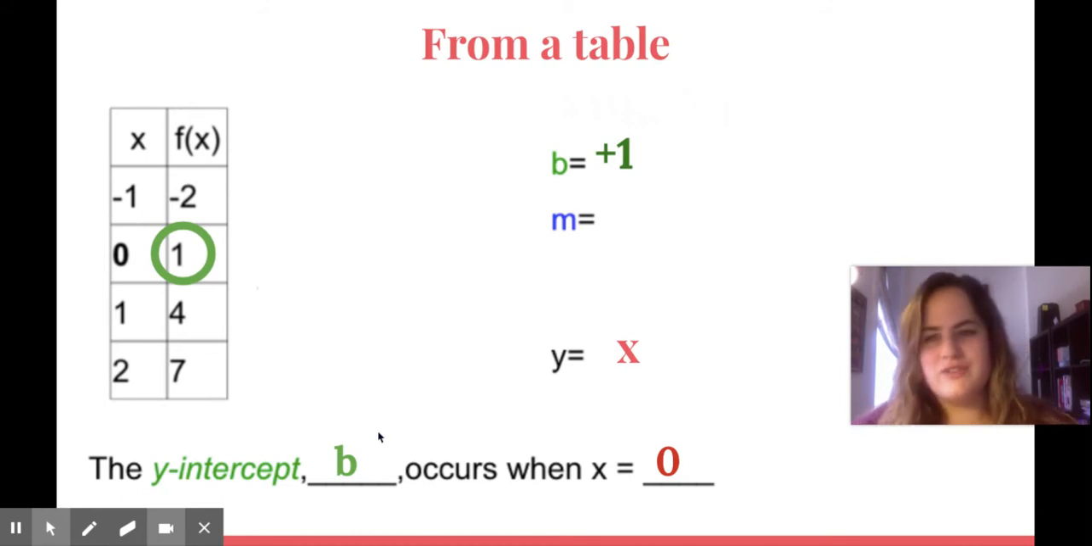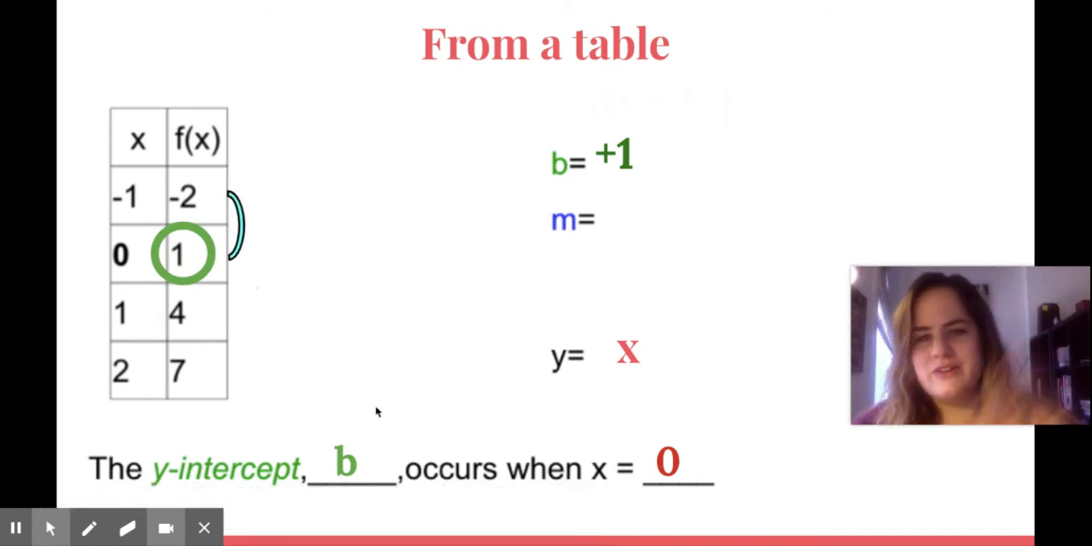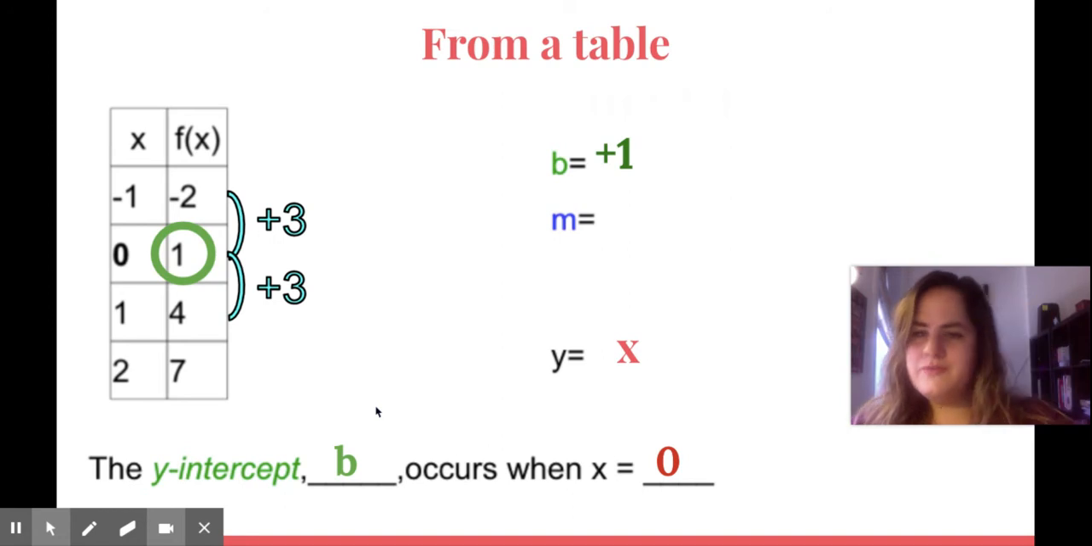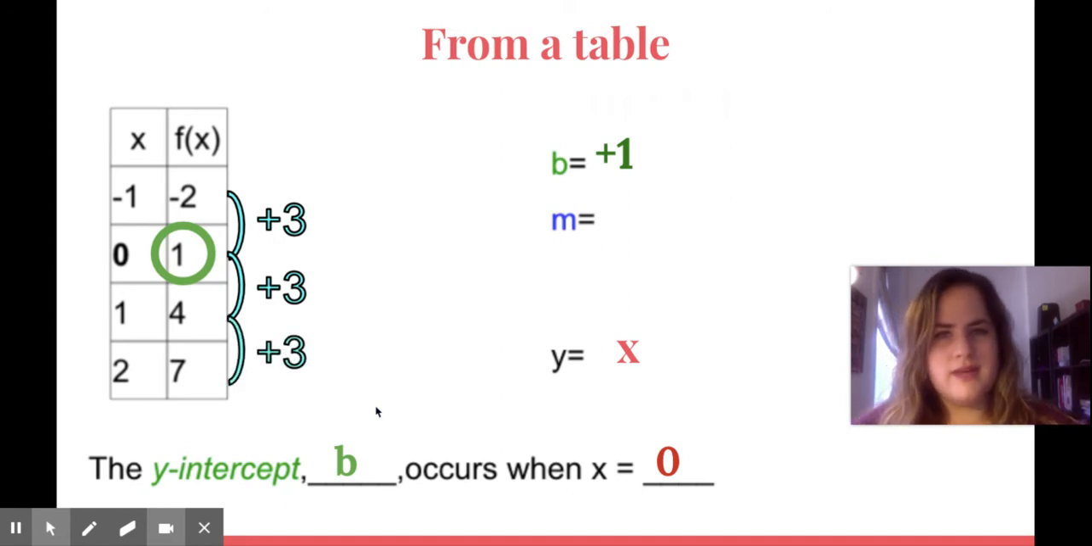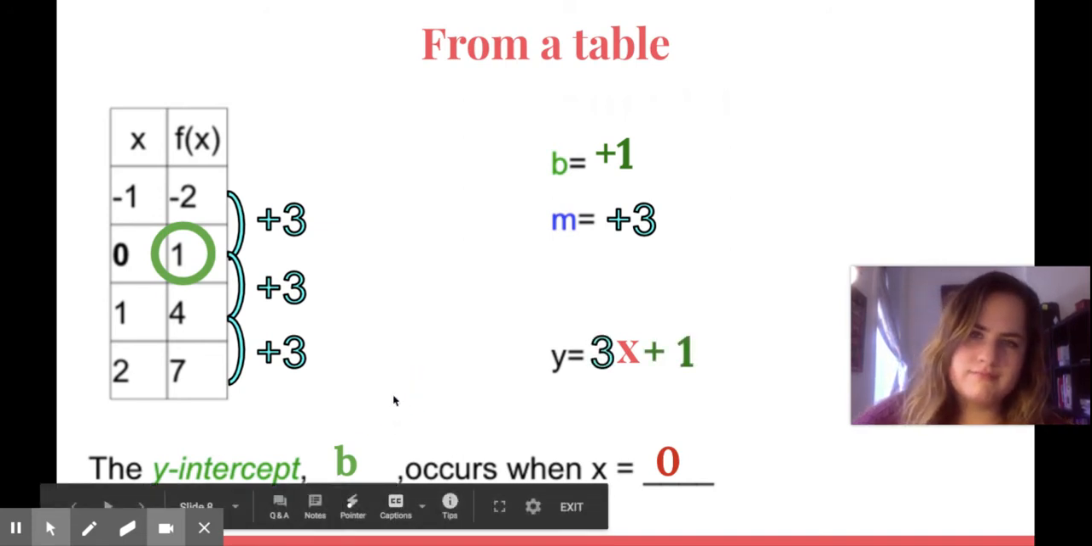You don't need rise over run. You just want to figure out how do you get from -2 to 1. It'll be -2, -1, 0, 1, so it'd be +3. And then 1 to 4: 1, 2, 3, 4. And the slope is going to be constant throughout the entire table. So my slope would be +3. So the equation of the line is still 3x plus 1.